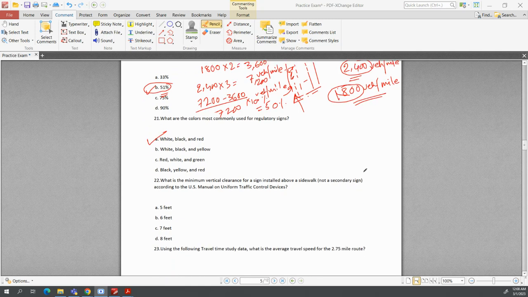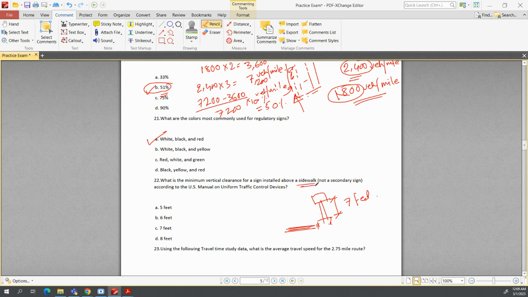What is the minimum vertical clearance for a sign installed above a sidewalk? Not a secondary sign, just the main primary sign. Let's say this is the road, this is the curb here, and the sidewalk is here. This is a sidewalk, okay, and there is a sign here. So what is the height of this one? For a city or an urban area, this should be 7 feet.